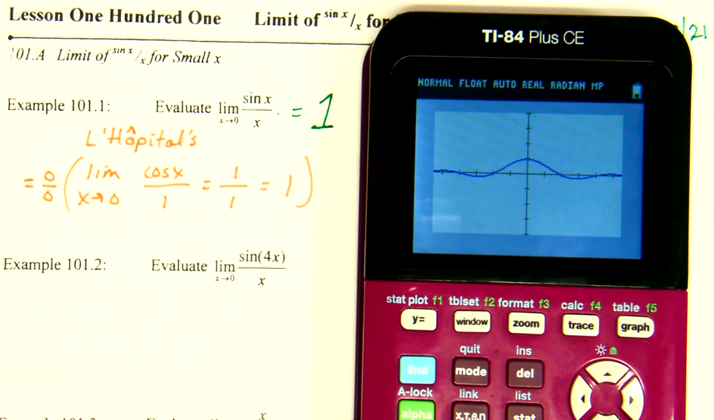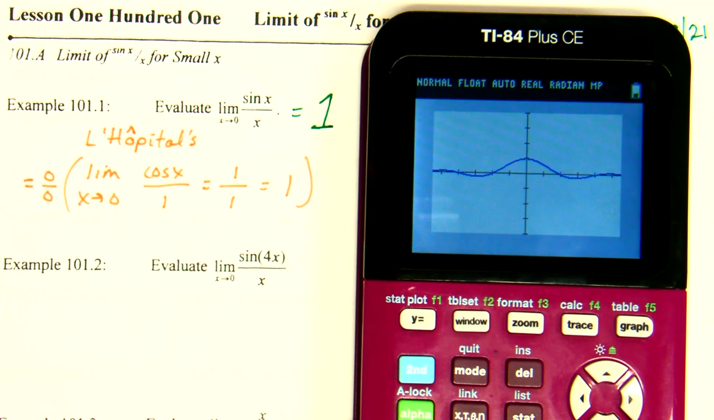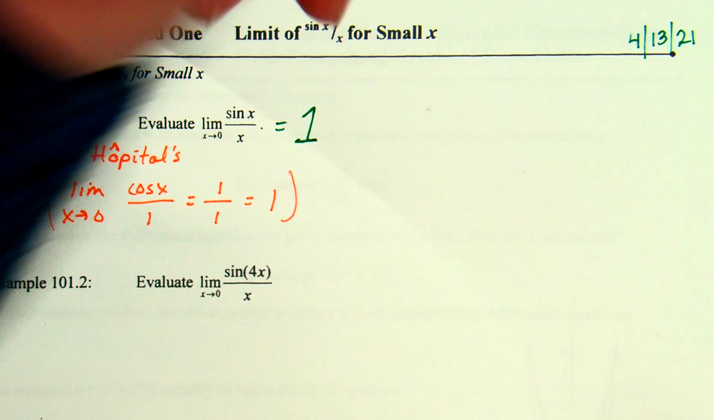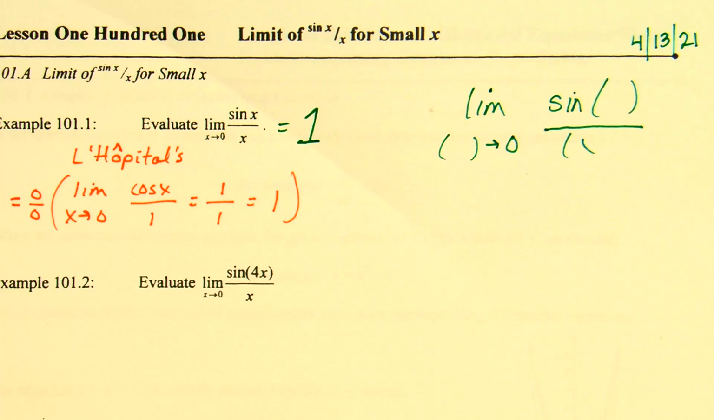Okay, so our plan for the next 2 examples is to not use the calculator and to not use L'Hopital's, but to just know them. Based on the fact, and here's what I'm going to tell you, the limit as something approaches 0 of sine of something over something always equals 1. I'm not supposed to be putting anything in there. I'm trying to leave it blank.